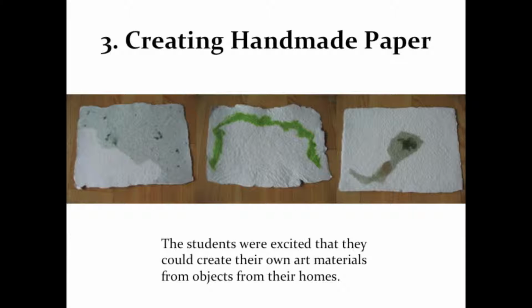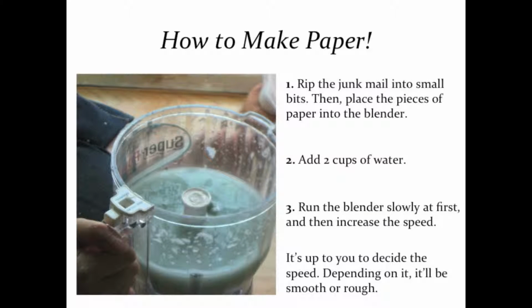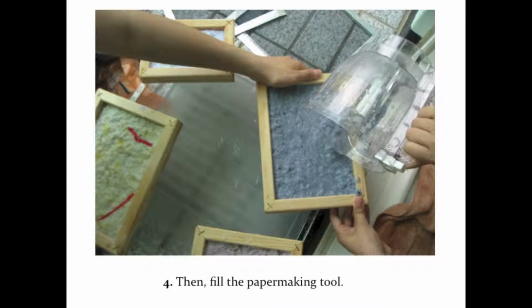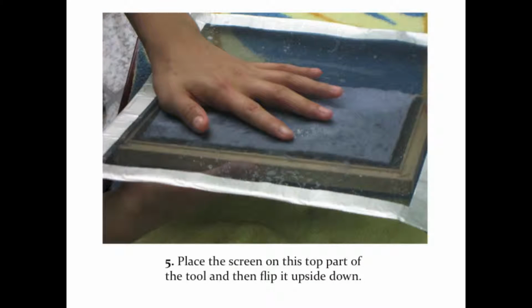Now, I'll briefly show you how we made this handmade paper. First, you rip some junk mail into small pieces and put everything in a blender. Then, you add 2 cups of water and run the blender. First, you want to start slowly, and then you can speed it up to make it faster. Then, you'll fill the paper-making tool like this. Next, place the screen on this top part of the tool, and then flip it upside down.